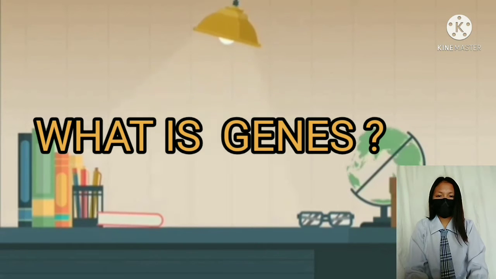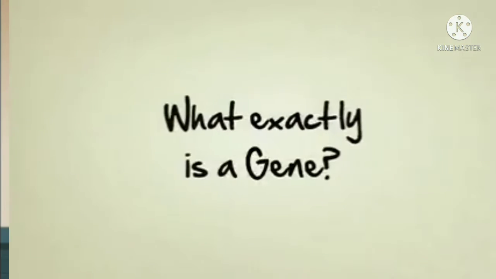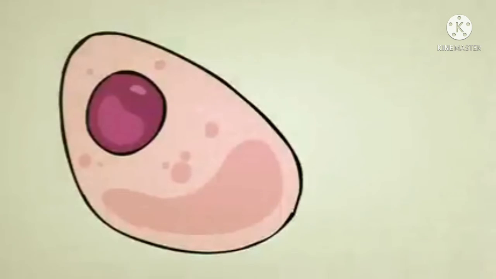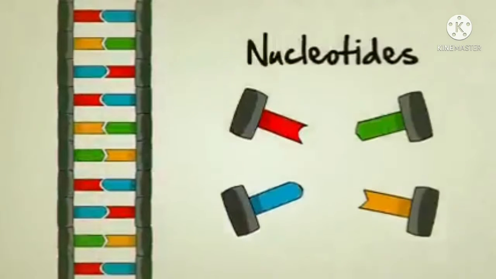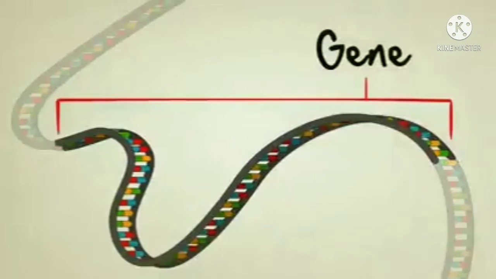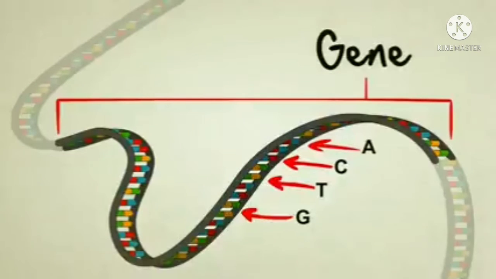What are genes? What exactly is a gene? Each one of our cells contains 46 strands of DNA. A single strand is made of millions of particles called nucleotides, and these nucleotides come in 4 different types, which scientists have labeled A, C, T, and G. A gene is a special stretch of DNA, a sequence of A's, C's, T's, and G's that code for something.